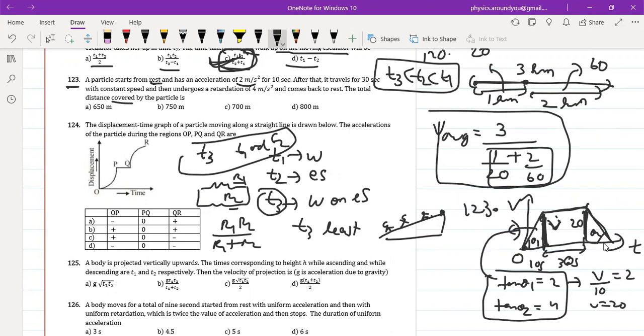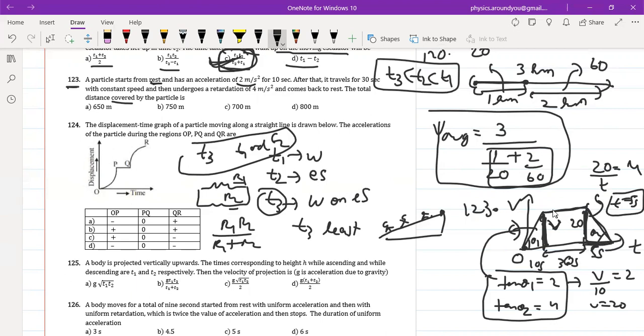How will you find this time now? Well, apply tan theta 2 here. V is 20 by, let this time be t. 20 by t should be equal to tan theta 2, which is 4. So t is 5 seconds. So here it is, this thing is 5 seconds.